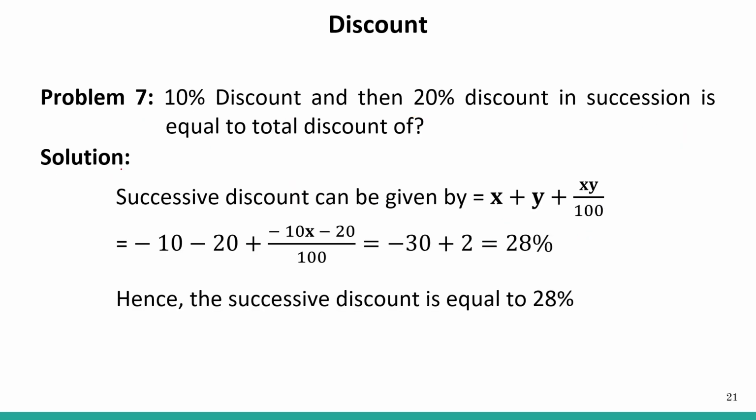So let's go forward with the step-by-step solution. So successive discounts can be given by x plus y plus xy by 100. So the variables are just changed. So a plus b minus ab by 100. Okay, this is how we calculate it. So there is a slight printing mistake here. There must have been a negative sign here. Okay, so minus 10 minus 20 plus minus 10 x minus 20 by 100 is equal to minus 30 plus 2 is equal to 28%, right? So hence the successive discount is actually equal to 28%.